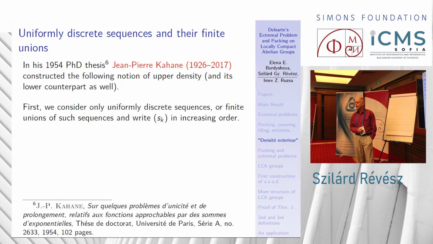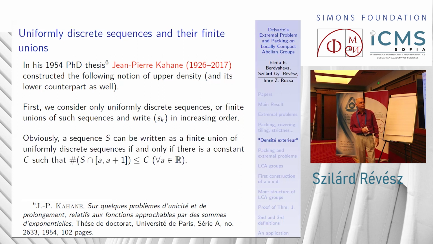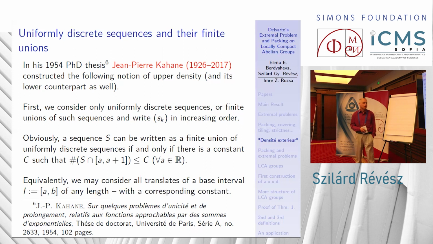The first construction of Kahn runs as follows. Consider uniformly discrete sequences. So there is a delta. We are talking about R now. So each member is delta separated, a uniform delta. So arrange the sequence in increasing order. So S can be written as a finite union of such uniformly discrete sequences if and only if this condition is satisfied, that in any interval there are a constant number of terms. Of course, with any other interval.